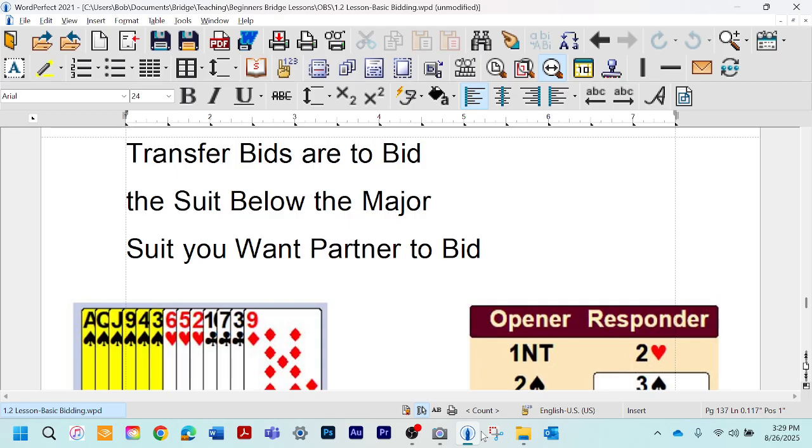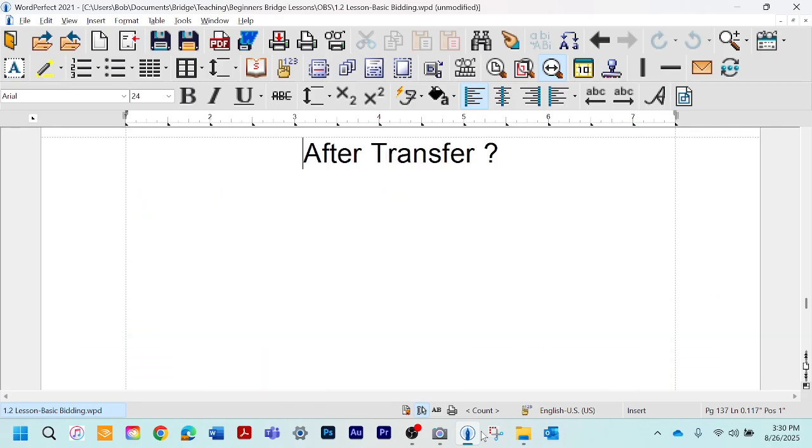Okay, a review. Transfer bids are to bid the suit below the major suit you want partner to bid. A difficult concept for some new players, but it's a very, very important thing in bridge. Partner opens with a no trump. You're sitting there with those spades. You've got 7 points. All you want to do is bid them and then tell them that you've got a little more than the minimum. And so you rebid them. Here's the rule. A major suit, only bid 1 time if you have 5. You can bid 2 times if you have 6.